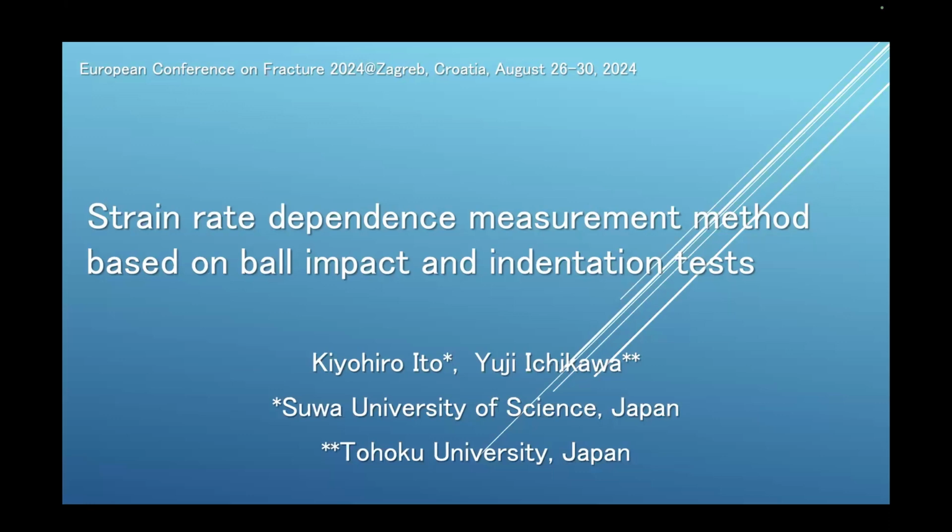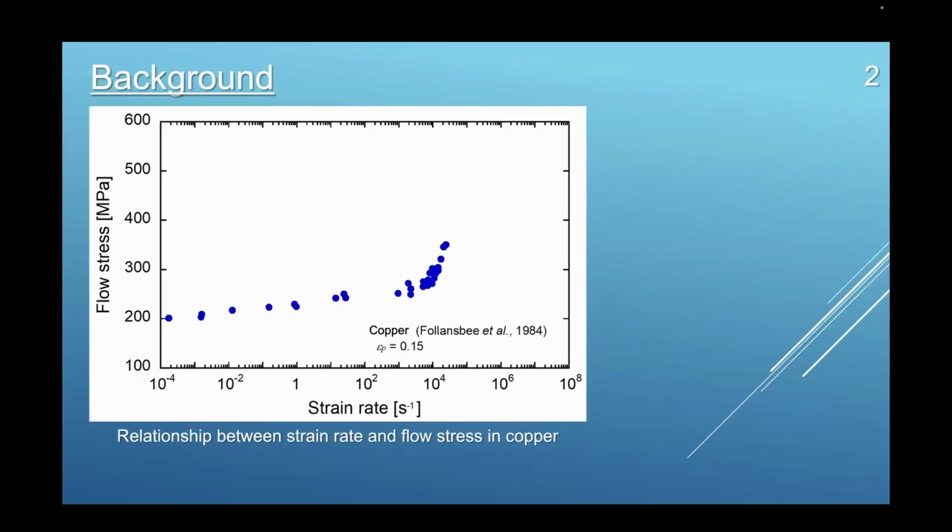Today, I'd like to talk about this theme. As shown in this figure, in most metallic materials, the flow stress during plastic deformation depends significantly on the strain rates. In this study, this relationship is defined as strain rate dependence.